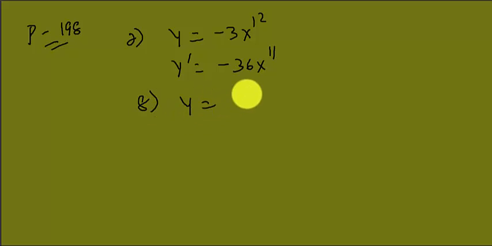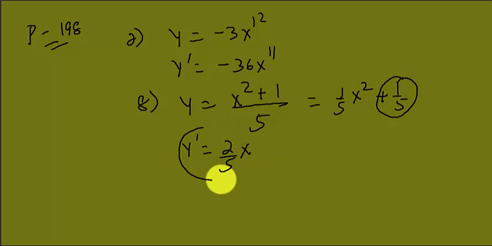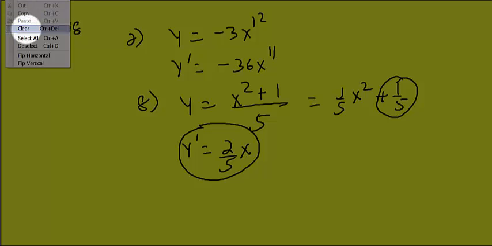Y is equal to x to the second plus 1 over 5. You'd be tempted to use quotient rule because this is a quotient. Don't do that. Do some algebra first. This is really 1/5 x squared plus 1/5. Think about that. Now when I take the derivative of this, that gives me 2 over 5 x to the first, and of course the derivative of the constant is 0, so that's done. Okay, let's keep on moving.